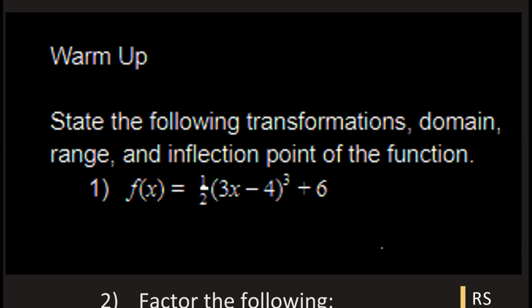Number 1 is asking us to find the transformations, the domain, range, and inflection points of this function. Most people got most of this correct, and they would have gotten it all correct if there hadn't been a b value here. What about there being a b value makes this tricky?